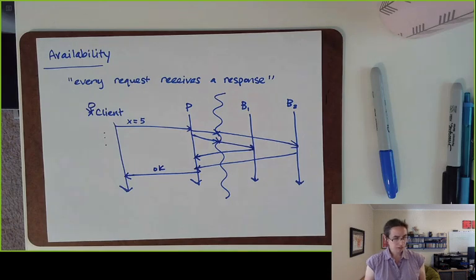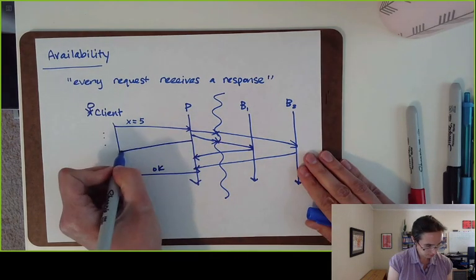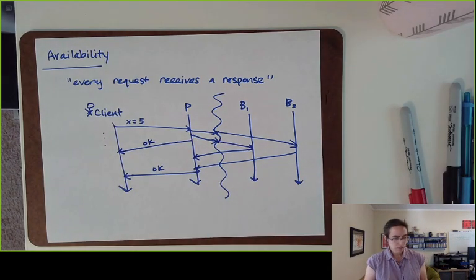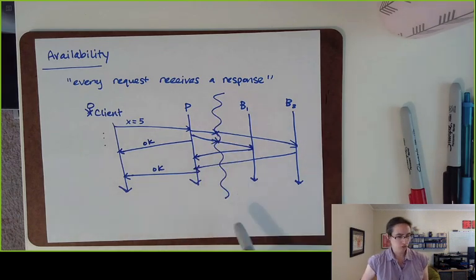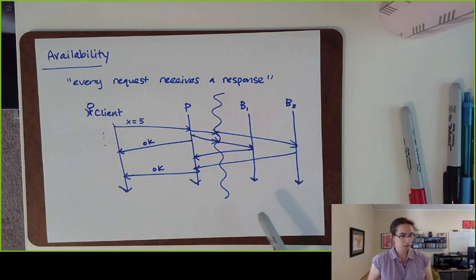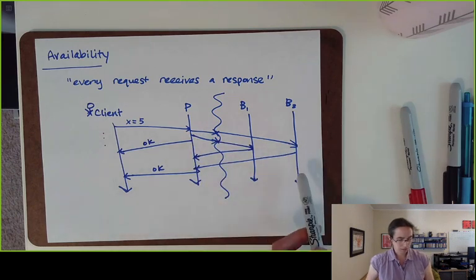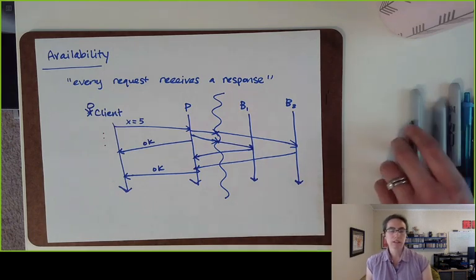Well, what would be the alternative? The alternative would be for the primary to go ahead and acknowledge the client, even though there's a partition here, and then write to the backups later on at whatever point the partition heals. So at some point, hopefully, this partition will go away, and then the primary will be able to send the update to the backups that it had received. But what would be wrong with doing it that way?